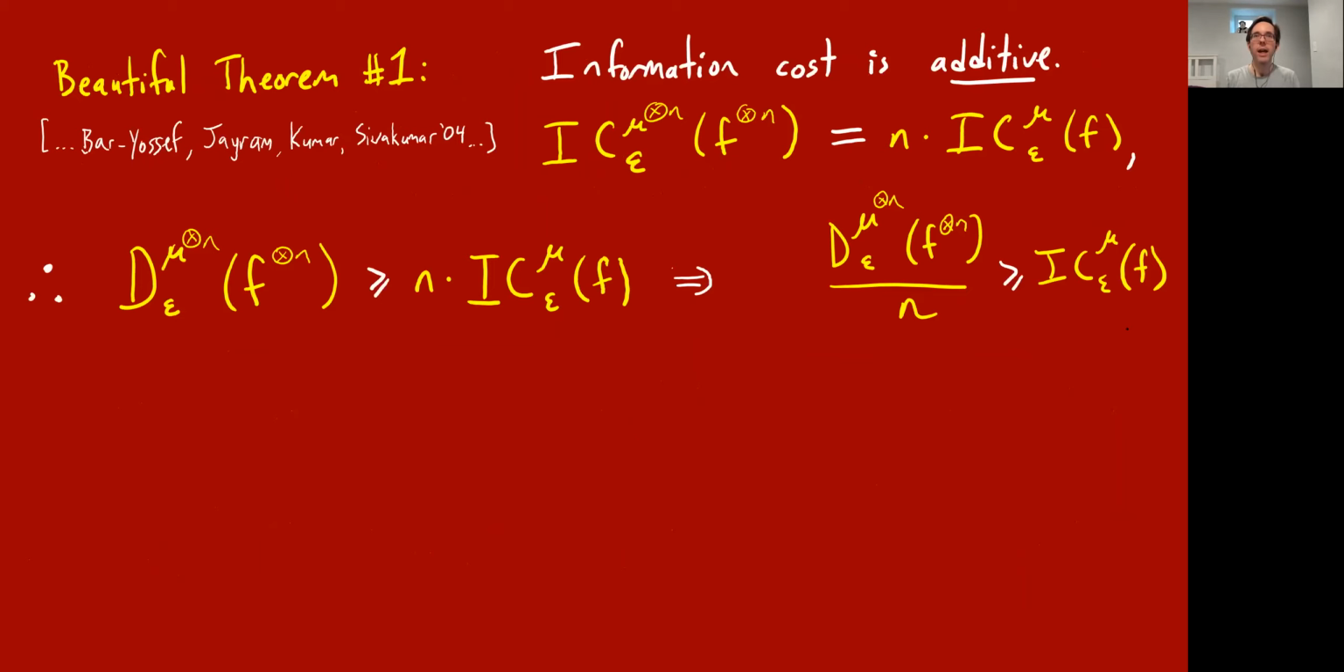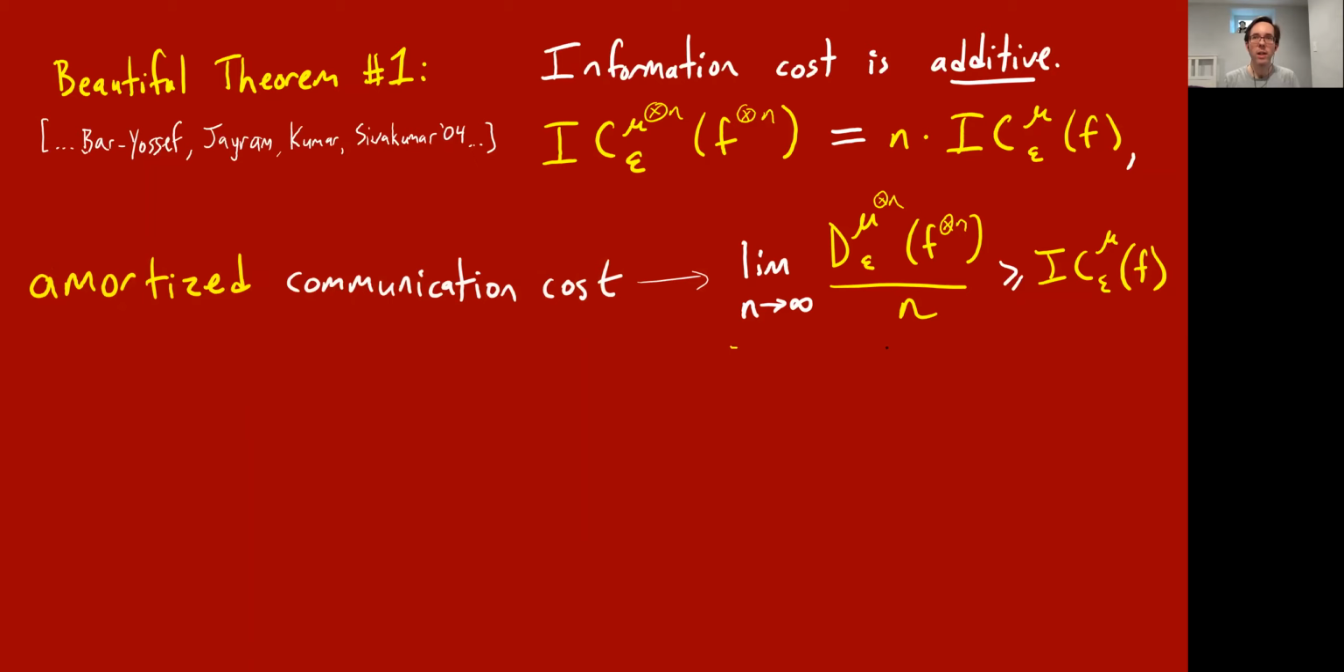So this is true for every n, and in particular, it's true in the limit as n goes to infinity. I say that because this quantity here is really what you might define to be the amortized communication cost under distribution mu. If you're getting inputs from distribution mu, and Alice and Bob are trying to communicate to solve f, and they're going to get a really large number of copies of this task, n independent copies, you can look at how many bits they communicate, divide by n, and that's their amortized communication cost. We know that it's at least the information cost for doing this one time.